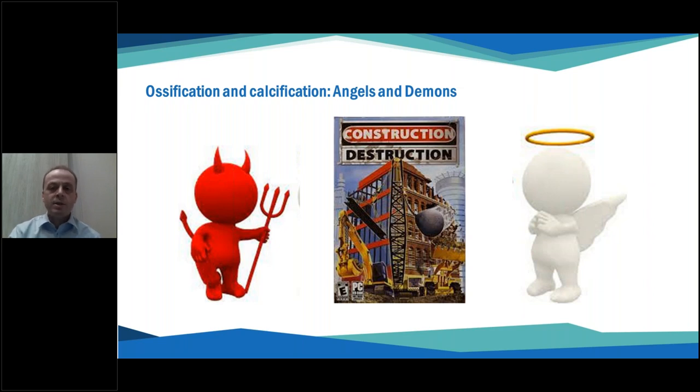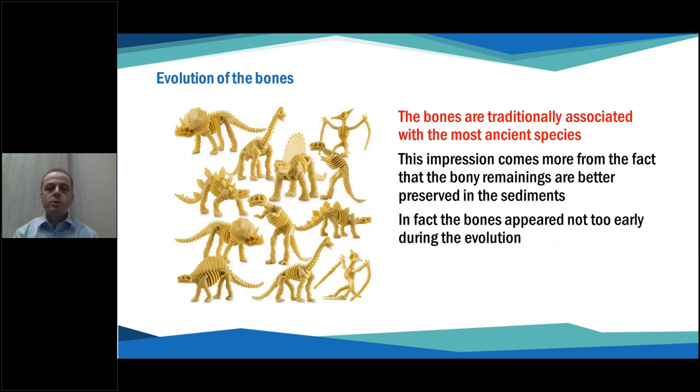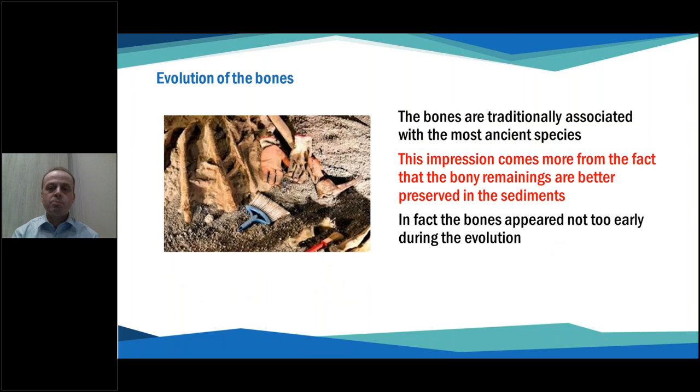And after this great introduction of the basics again about the function of the bone: bone is not only the support of the human body. Bone plays a very important role in the metabolism as well. And classically, bones are traditionally associated with the most ancient species because this impression comes from the fact that the body remains are better preserved in sediments and are mostly found by paleontologists.